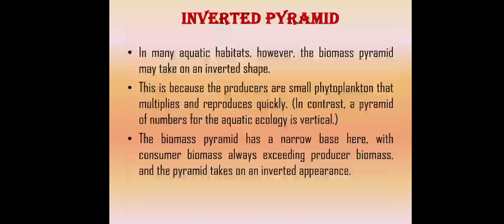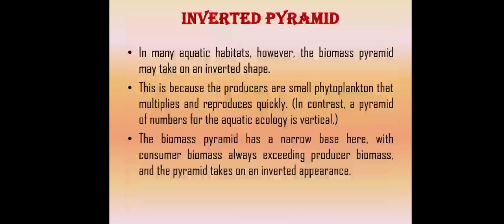Now the second one is the inverted pyramid of biomass. Such an inverted pyramid of biomass is mainly observed in the aquatic habitat or aquatic ecosystem, which has an inverted shape. This is because the producers within this aquatic ecosystem are small in number, the phytoplanktons that multiply and reproduce quickly. In contrast, the pyramid of numbers for aquatic ecology is vertical. The biomass pyramid has a narrow base within the aquatic ecosystem, with the consumer biomass always exceeding the producers' biomass, and the pyramid takes on an inverted appearance.